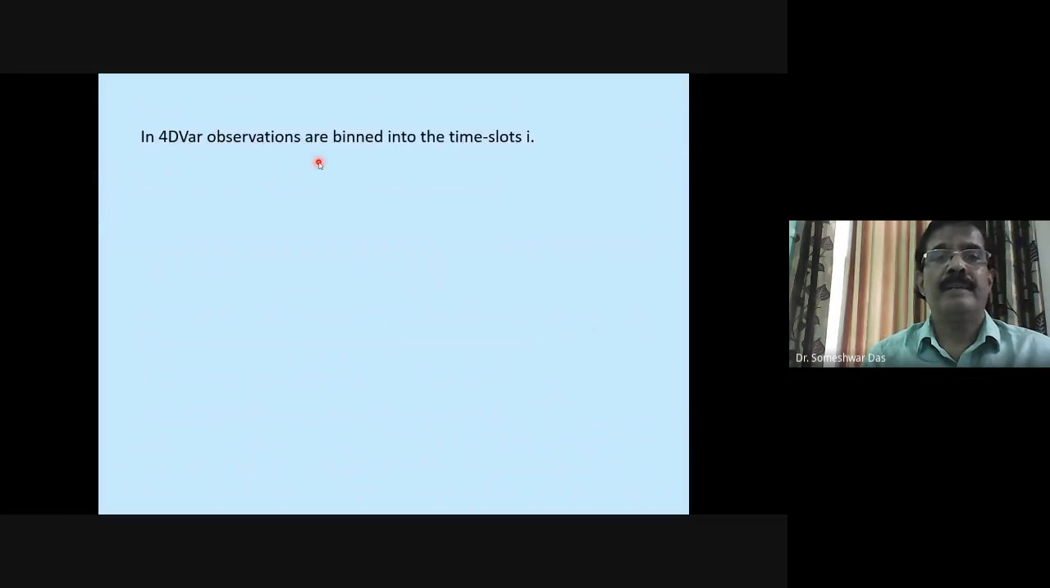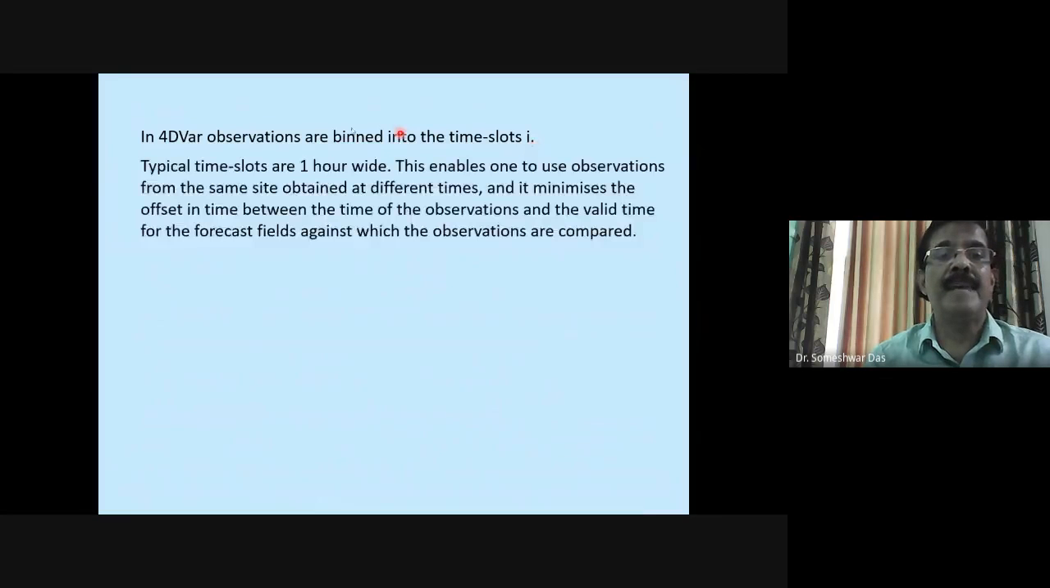In 4D-Var, observations are binned into the time slots i, because you are extending the time window. Typically, time slots are 1 hour wide. This enables one to use observations from the same site obtained at different times, and it minimizes the offset in time between the time of observations and the valid time of the forecast against which observations are compared.